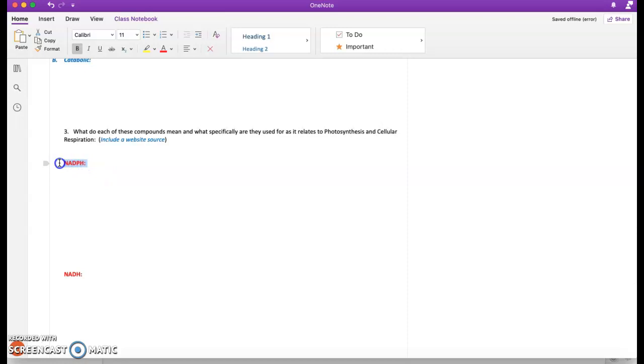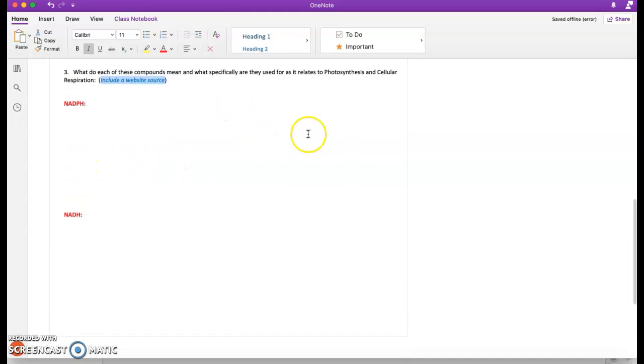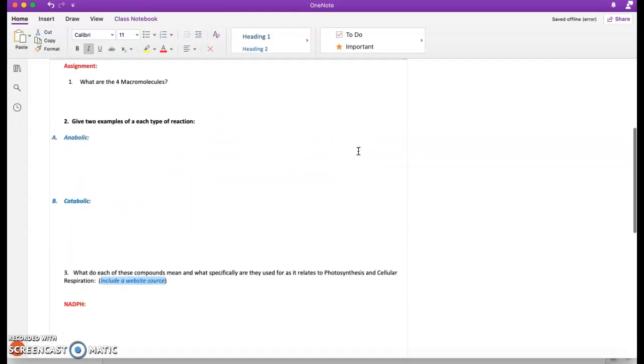But question number 3 is actually a research question. You need to tell me what NADPH and NADH are. These are high energy chemical compounds that are found in both photosynthesis and respiration. You need to tell me what they're used for, and I need to have a documented source as to where you're getting this information. So please make sure you do have a website source on this.